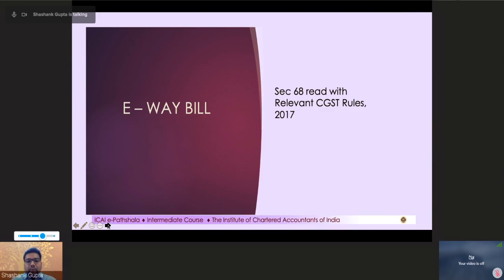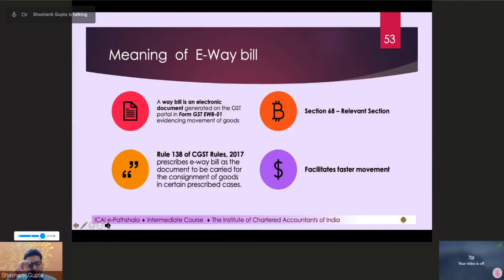E-way bill. Now friends, before we go on to discuss e-way bill, let us conceptually understand what is the requirement of e-way bill and what is the relevance of e-way bill. E-way bill is a document evidencing actual movement of goods from the location of the supplier to the location of the recipient.